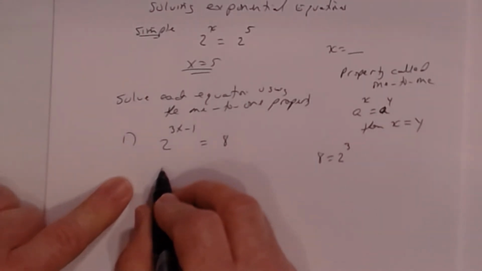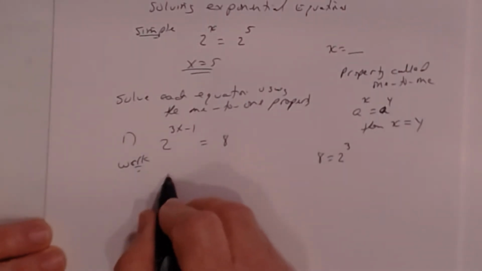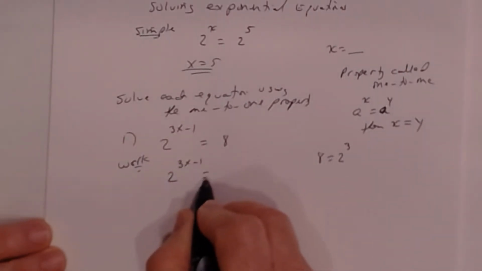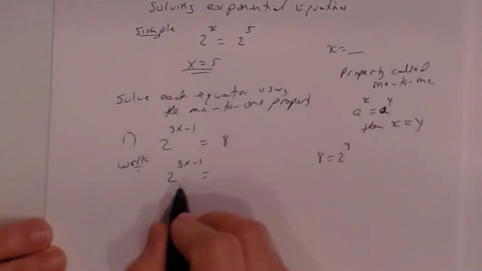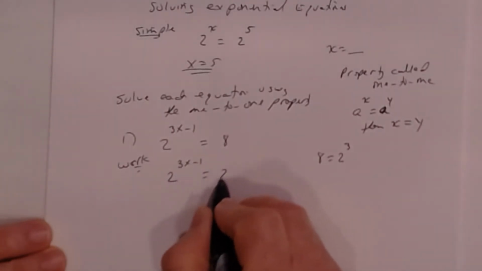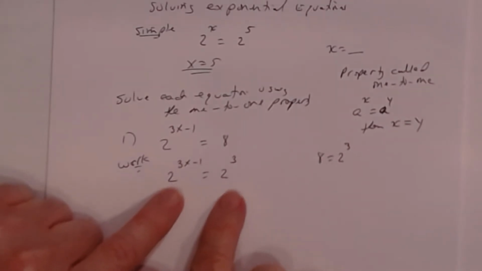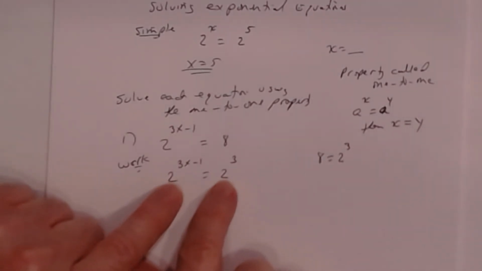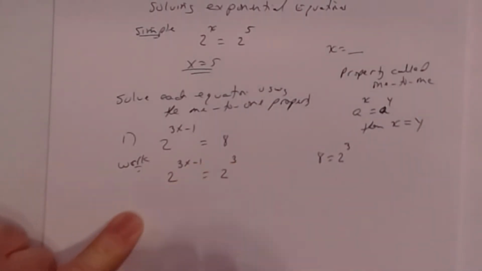So what you're going to do is this now. This is how you're going to do this. You're going to say 2 to the 3x minus 1 equals, and you're going to rewrite 8 so that it has base 2. So 2 to the third. And now that looks like this. So now we can use the one-to-one property. If the bases are the same, then what must be true? The exponents must be equal to each other.